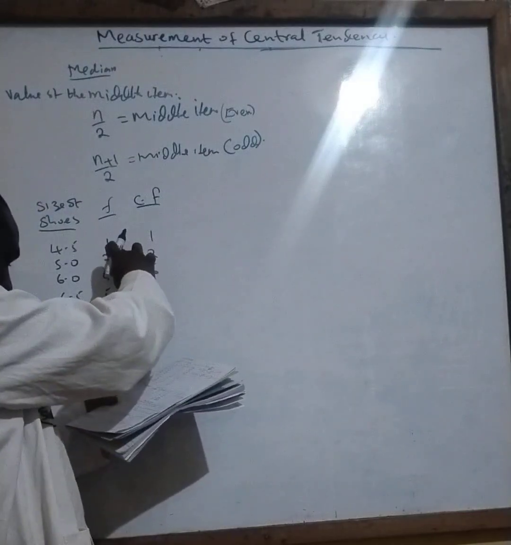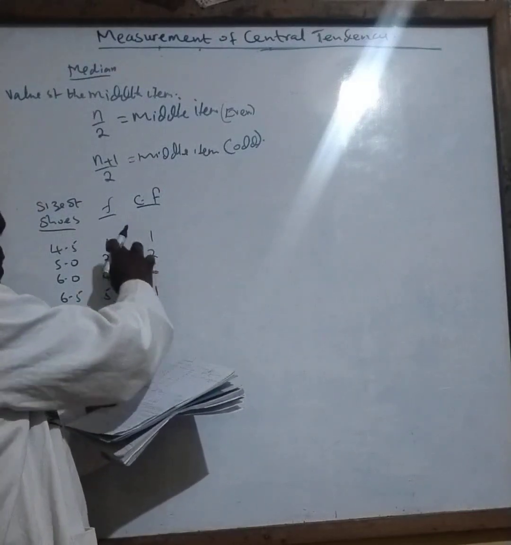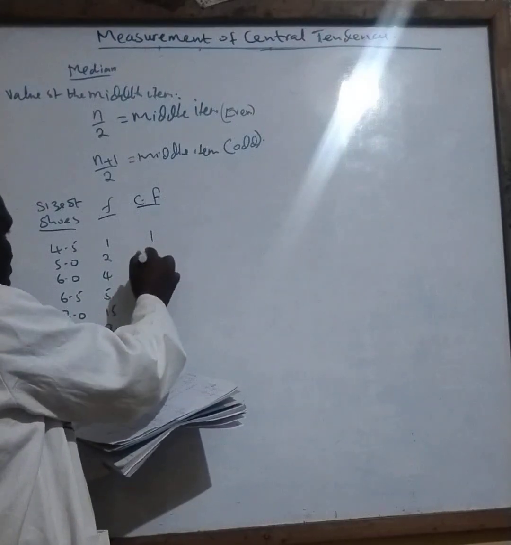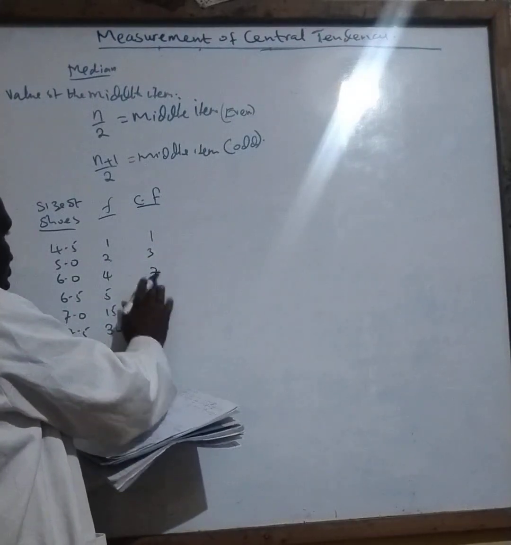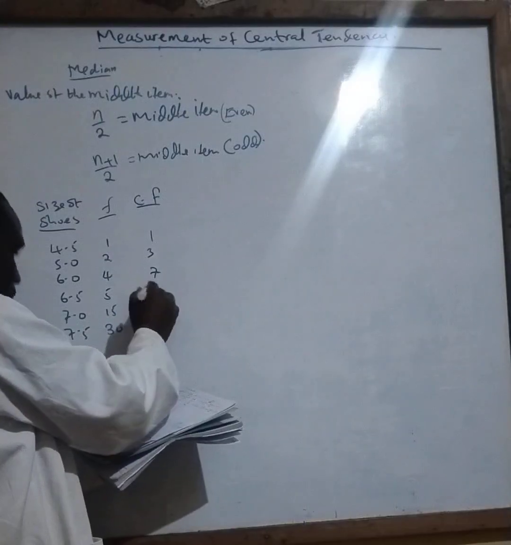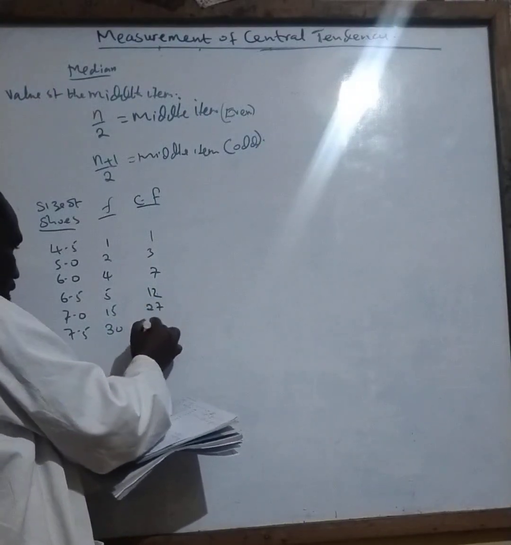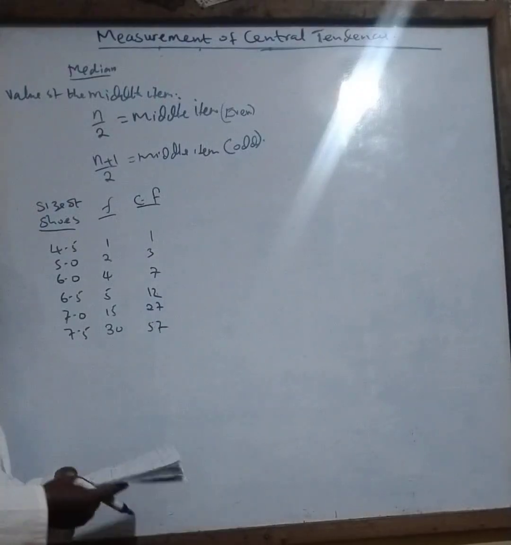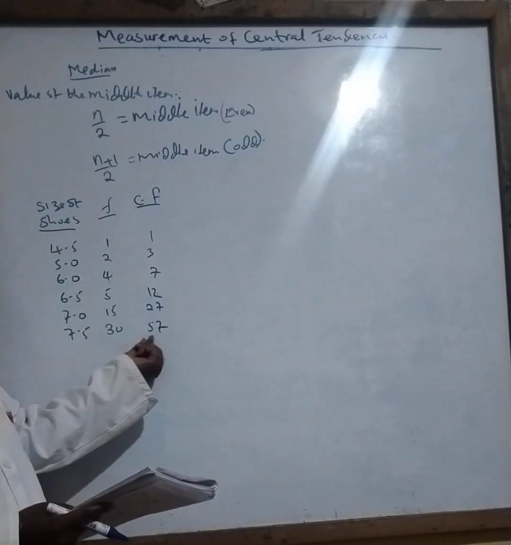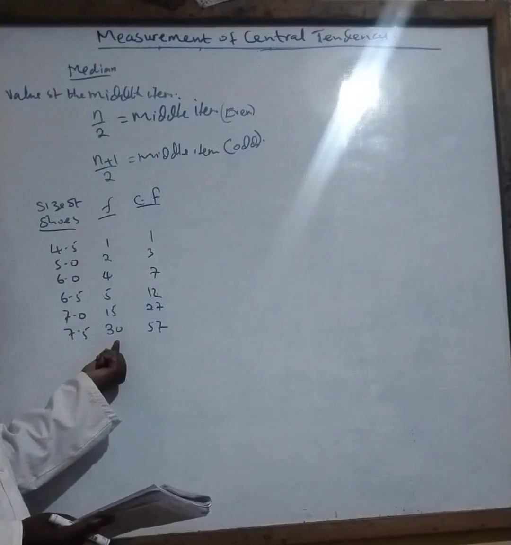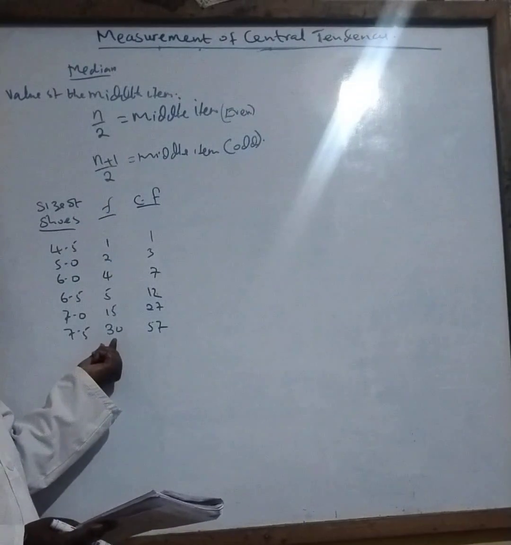2, 1, 2, 4. So this one is this plus that, 2, 3, sorry, this is 3, plus that is 7, plus this is 11, 12, sorry, plus this is 27, plus that is 57. Now look at what has happened. When you sum up this, it is giving you 50. This is the total now, 57. It is the same as adding this one. If you add this like this, you will get 57.